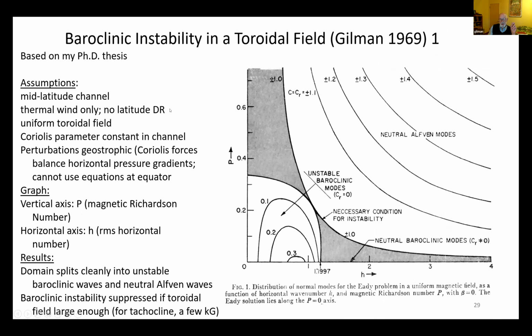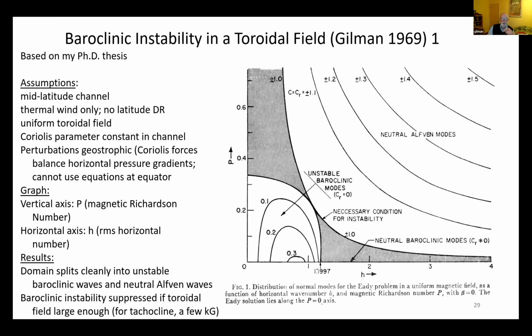Now I want to shift gears to a different instability, the so-called baroclinic instability in the toroidal field. This actually goes back, I couldn't resist doing this. It goes back to my PhD thesis, which is, what, 56 years ago. So now this is a very nice diagram because it illustrates how the Rossby waves and the Alfvén waves and the instability all play a role.